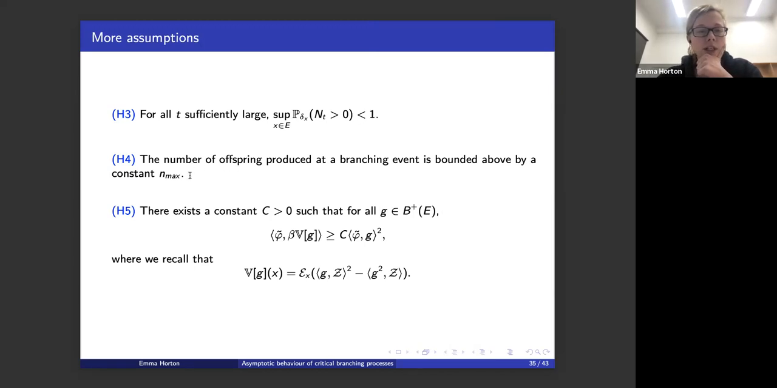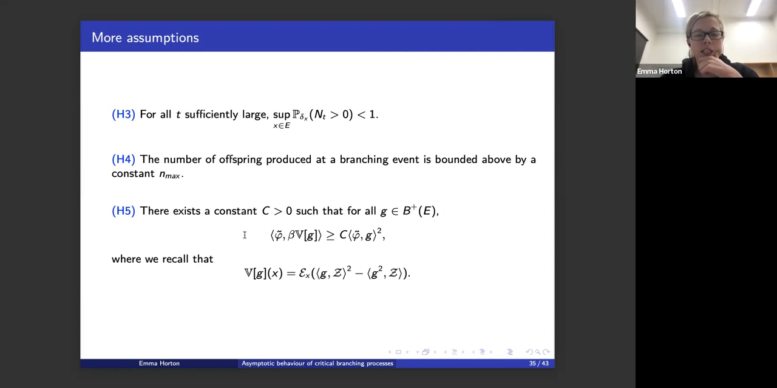The second assumption, I'm really not happy with this assumption, to be honest. So we're going to assume that the number of offspring produced at a branching event is bounded by some constant n max. So of course, this means that we no longer need the assumption H2, which was the kth moment existing. And we found that we really needed this assumption because of the non-locality of the process. But I am still looking at ways to get rid of this assumption.